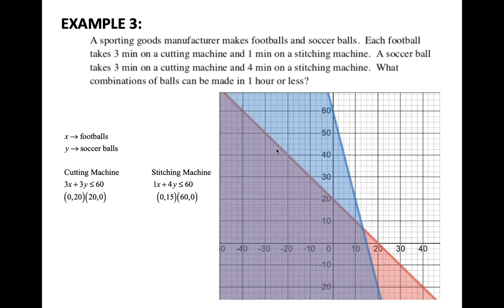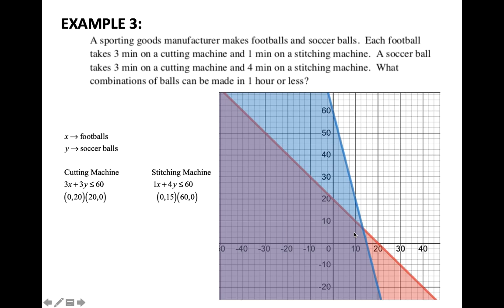Now, I take those bits of information and I'm graphing them. So there's my intercept 20 to 20. Here's 60 to 15. And I can tell that they're overlapping in all this section. But keep in mind, we are talking about real things here, real footballs and soccer balls. So I'm never going to use anything past the y-axis or the x-axis. It's just this little spot.